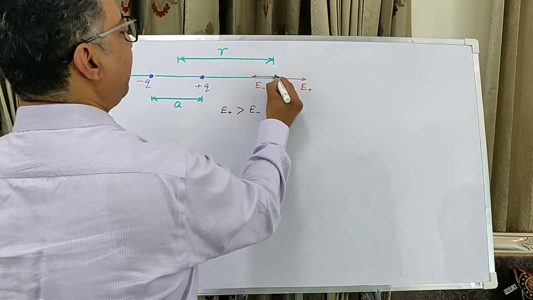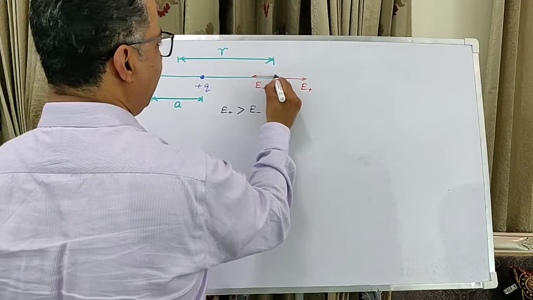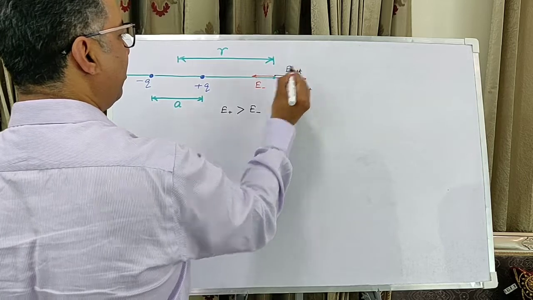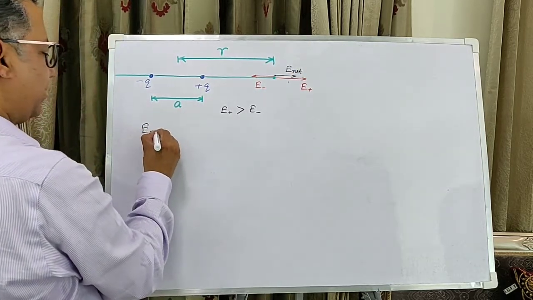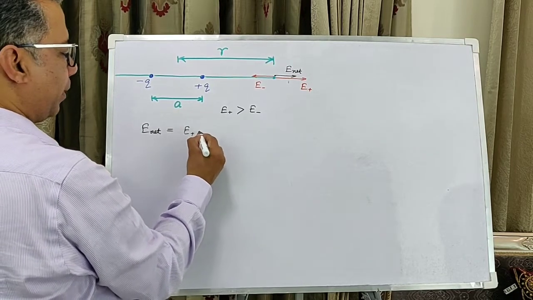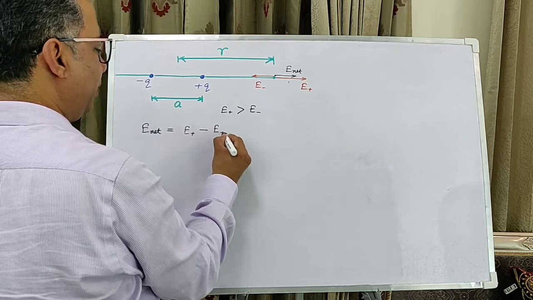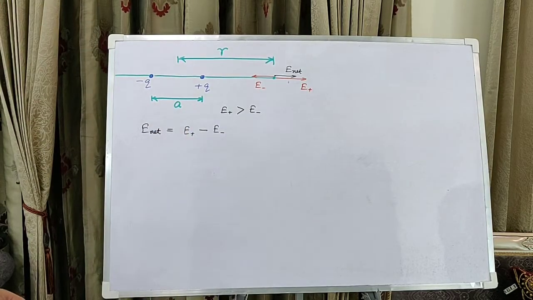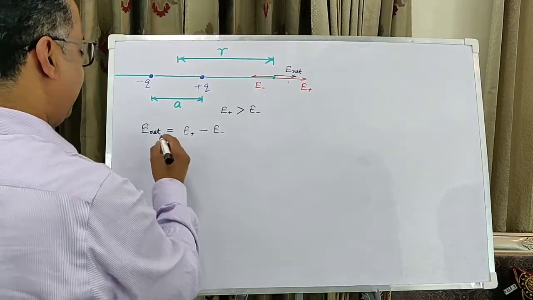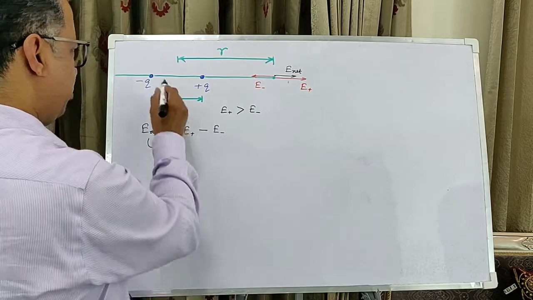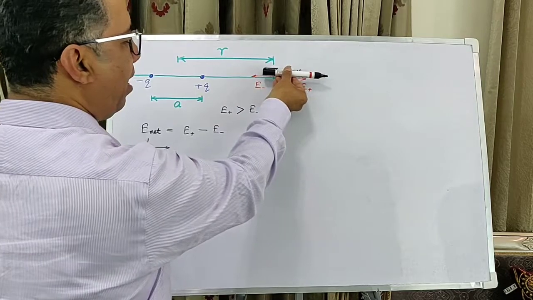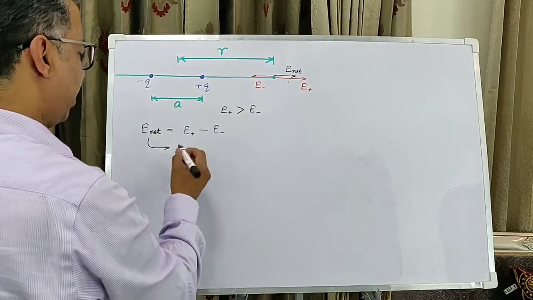The net electric field over here will therefore be directed parallel to E plus. That's your net field, and this net field will have a magnitude equal to E plus minus the magnitude of E minus. So one conclusion that we have arrived at already is that the net electric field due to a dipole at a point on the axial line is directed parallel to the dipole moment, right?